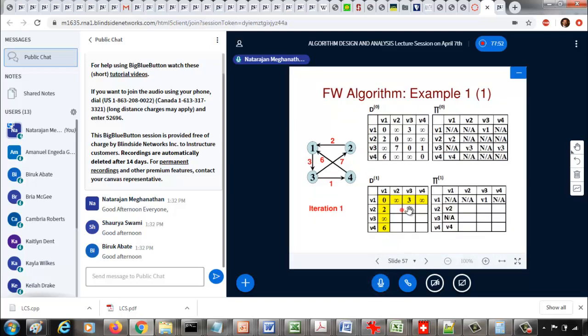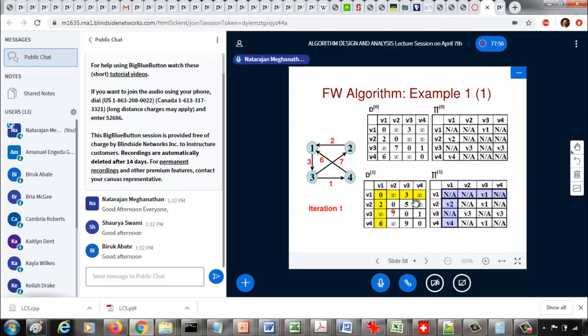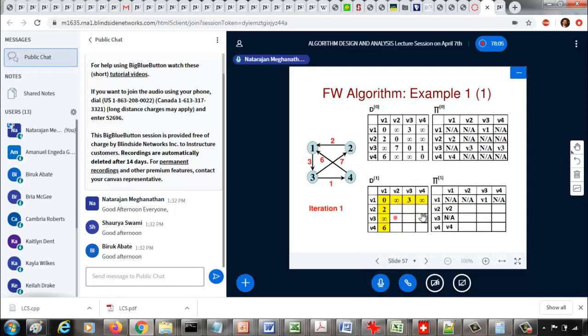In order for you to practice, I have given the empty cells. After you go through the iterations, these are the values you will come up with for the distance matrix and predecessor matrix. So I encourage you to practice this example. We'll come back and do this example next time and go through one more example for the Floyd Warshall algorithm. Okay, with that, we'll stop for today.